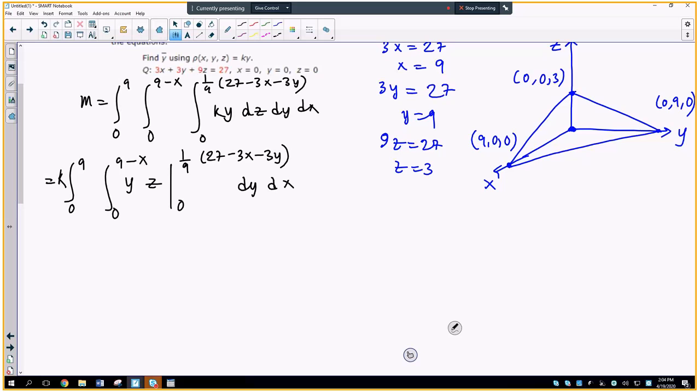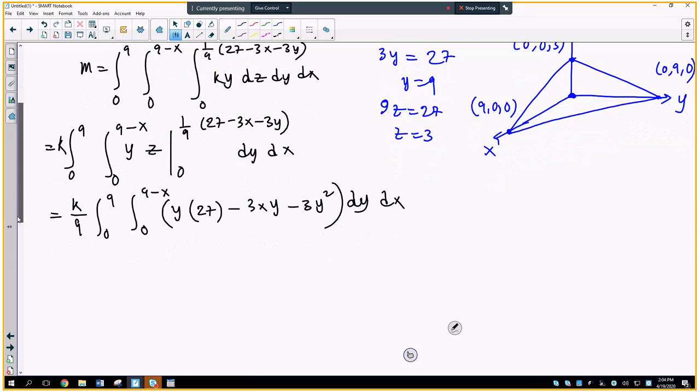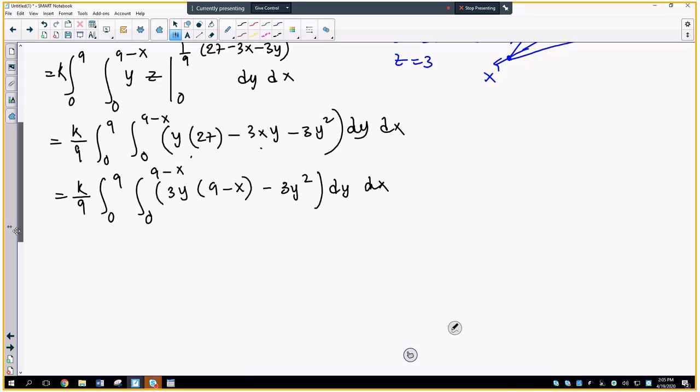So let's put this limit. Again, 1/9 is a constant. Take it outside. You get the integral 0 to 9, the integral 0 to 9 - x, and you will get y times (27 - 3x) times y - 3y squared dy. And this is exactly where we will be a little careful and see this small trick. Since both of these terms have y in the antiderivative, we will now take 3 and y as common. What do I mean by that? I'm going to write it as 3y times (9 - x) - 3y squared dy dx.